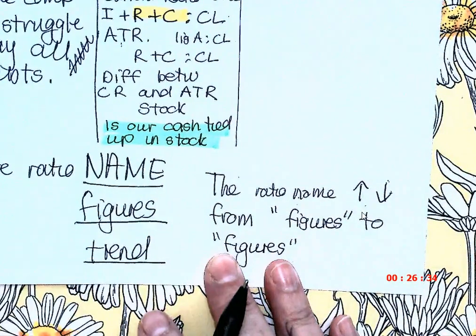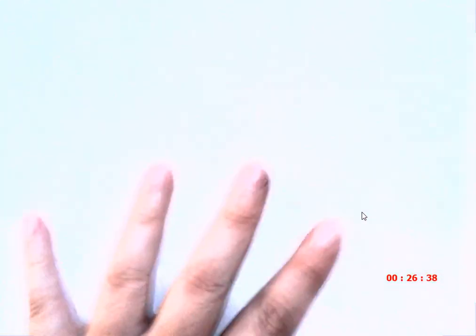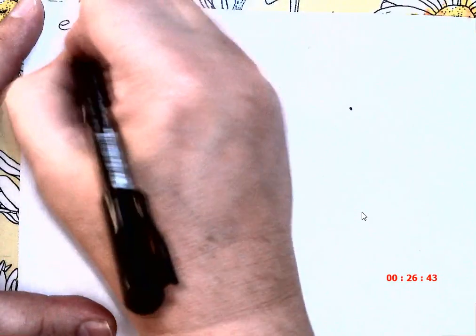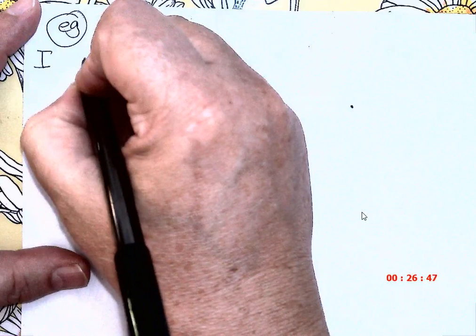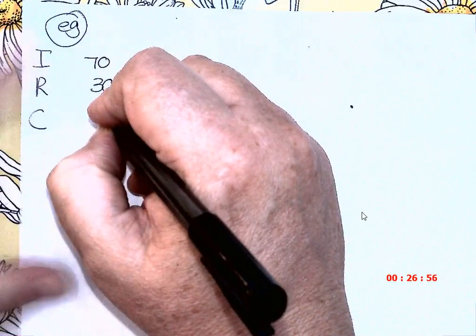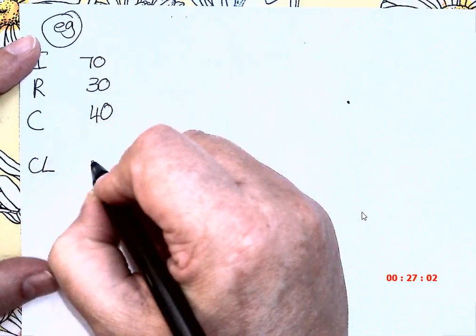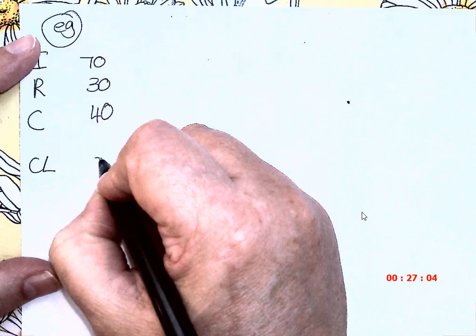Okay, now let's go look here. If I say to you, for example, my inventory is 70, my receivables is 30, my cash is 40, and my current liability is what?